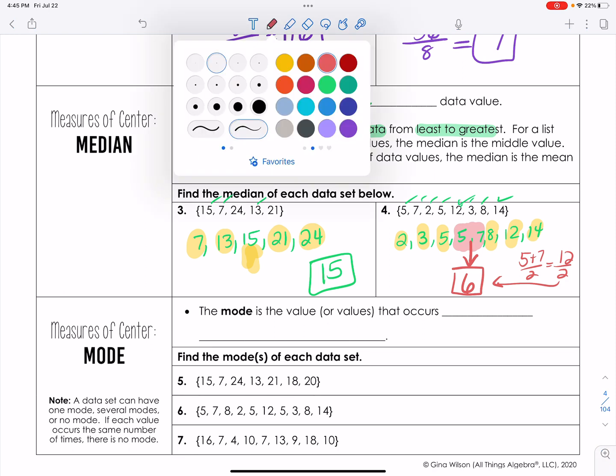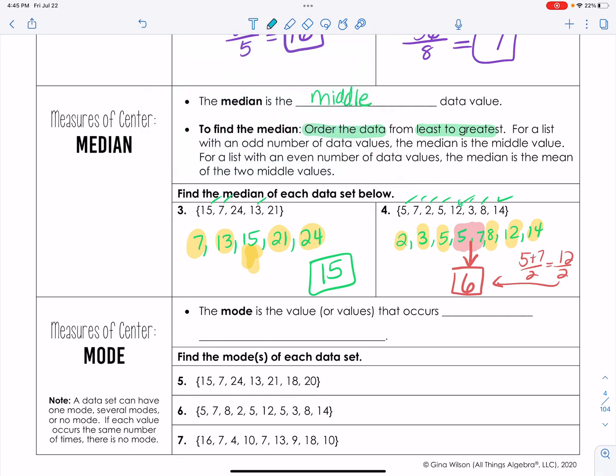All right, the last is the mode, which is the value that occurs the most often. It's the one you see the most. Read this note over here, it's really important. A data set can have one mode, it can have several modes, or it can have no mode. If each value occurs the same number of times, then there's no mode. So if I look at this, what repeats in this first one?